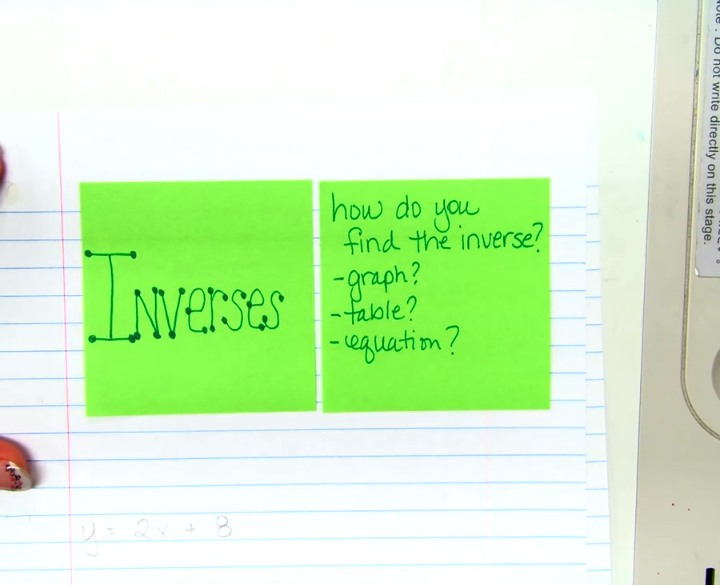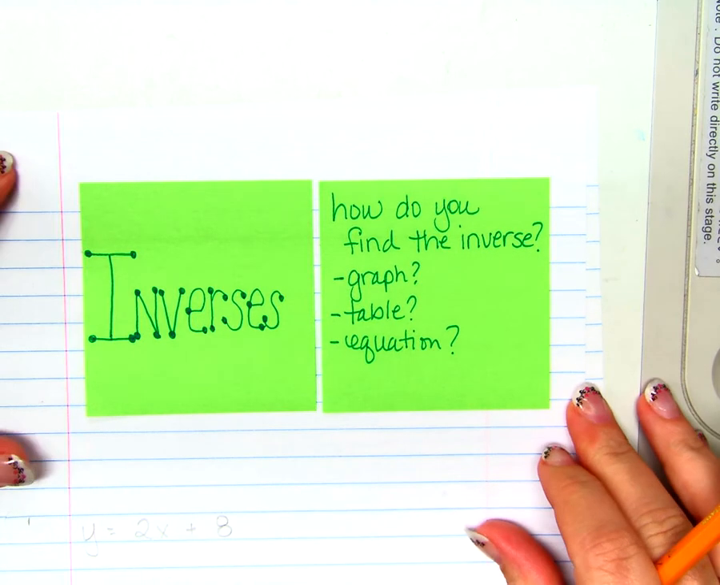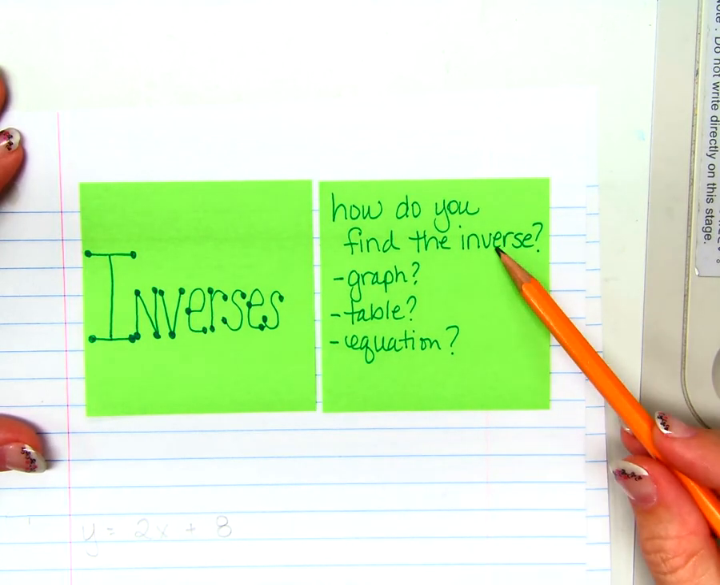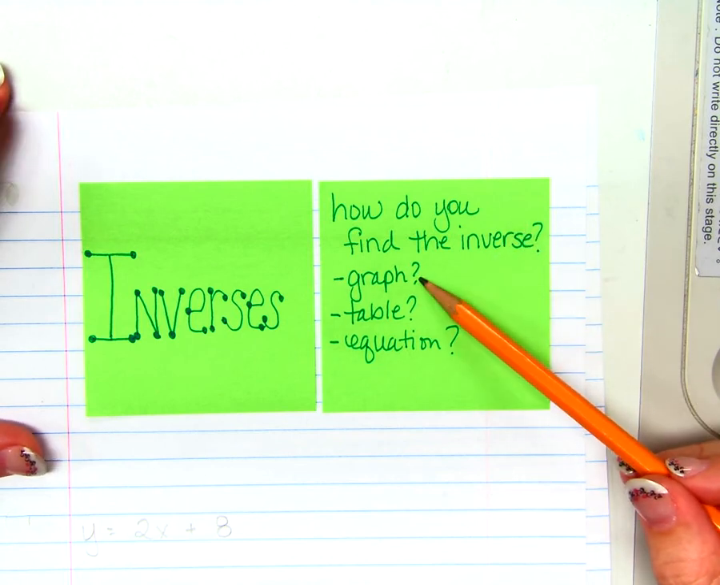So how do you find the inverse of a function? How do you find the inverse? We said it in class 2 or 3 times today. Hopefully you remember you find the inverse by switching x and y. How do you find the inverse of a graph? Well, you switch x and y and you plot the new points.